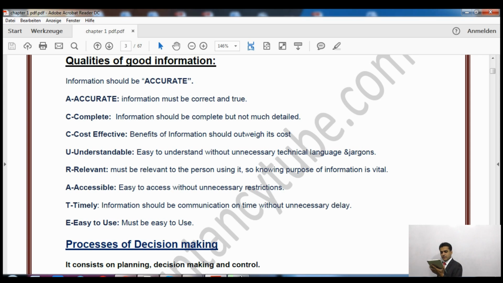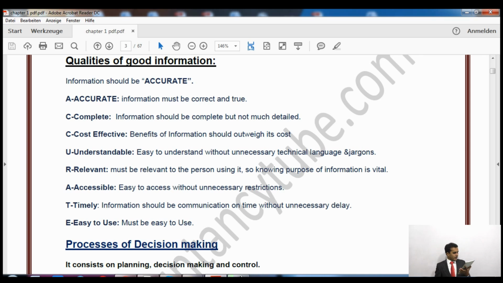Then U means understandable. Information must be easy to understand. So you must not use language which the manager does not know anything about. It should be easy to understand without unnecessary technical language and jargon, so you must avoid technical language. For example, if you have presented a report regarding audit and you are sending that to a non-audit person, who does not know anything about audit, you must not use technical audit terms which that person does not know. Obviously, you should communicate in a way that is easy for them to understand.